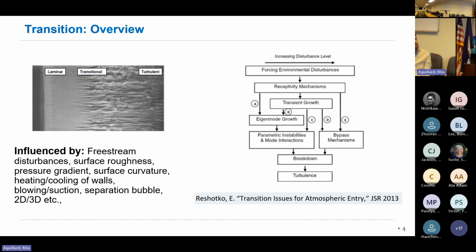But the things that affect transition are several aspects, such as free stream turbulence disturbances, the surface roughness of the test article or the flight article, pressure gradient, surface curvature, whether the wall is being heated or cooled, whether there is blowing or suction, presence of separation bubbles, and the 2D or 3D nature of the flow. All of these influence transition. And once transition happens, there are multiple pathways through which the entire scenario can unfold itself. And on the right, we have this classic Morkovin picture.